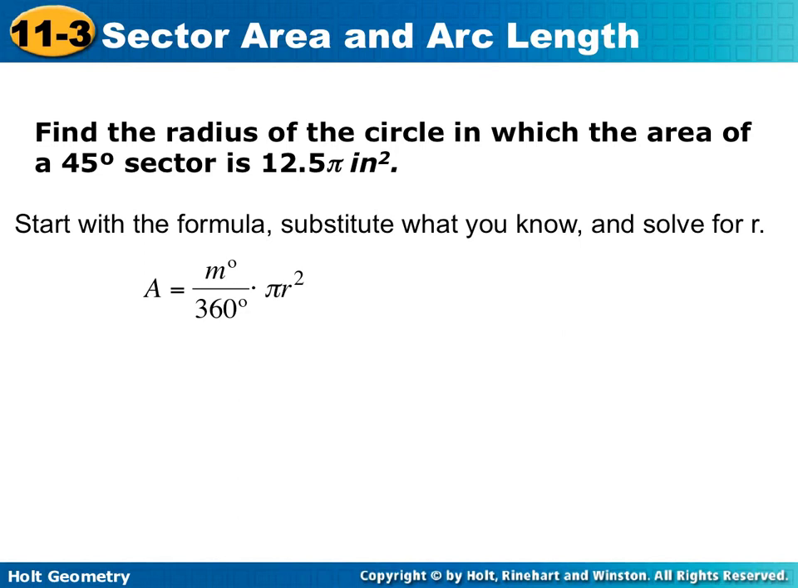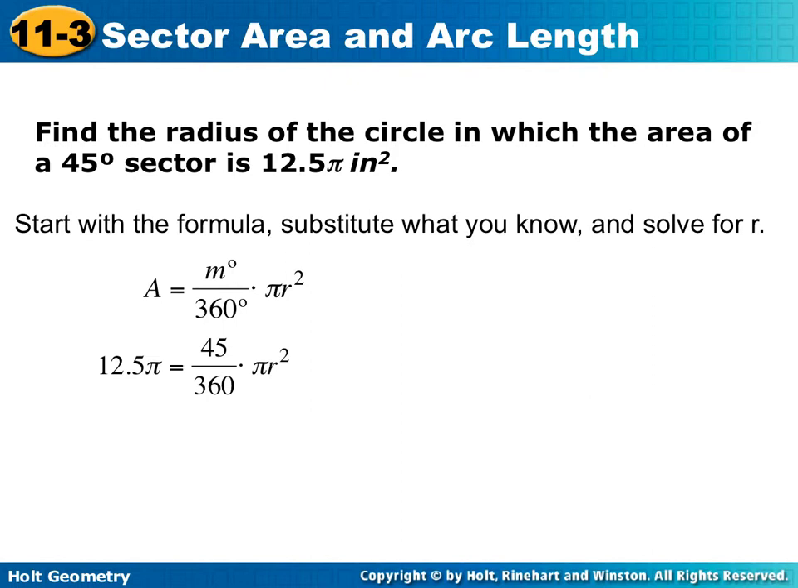Fill in everything you know. 45 degrees for the sector. A is 12.5 pi. Okay, now how do you want to go about solving it? Various ways we could. What's something that comes to mind? Okay, we're going to try and find the radius because that's our only variable in the whole thing. Because 12.5 pi is going to be this fraction times the radius squared.